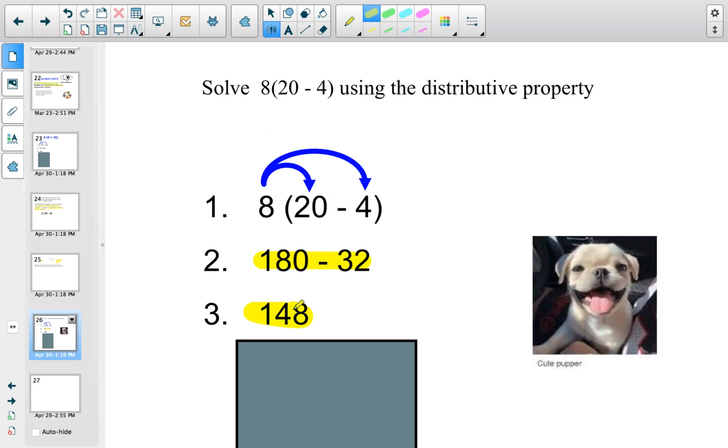Okay? So remember the exact steps. We just need to use this sign. If it's addition, we add them. If it's subtraction, we subtract the products. Okay?